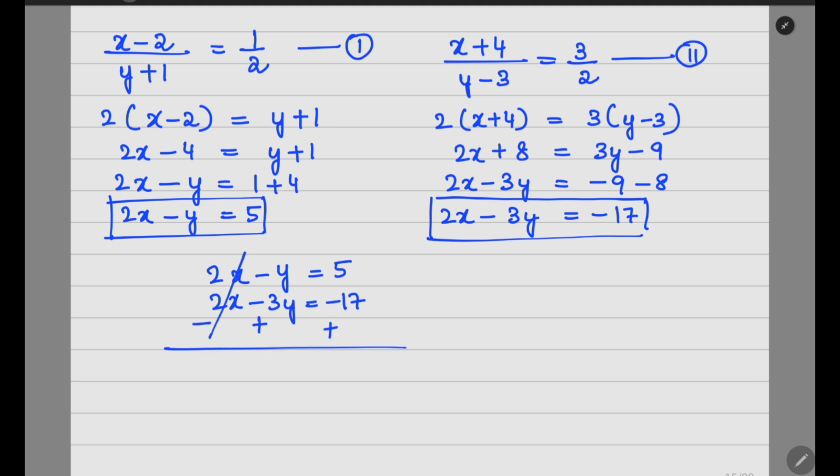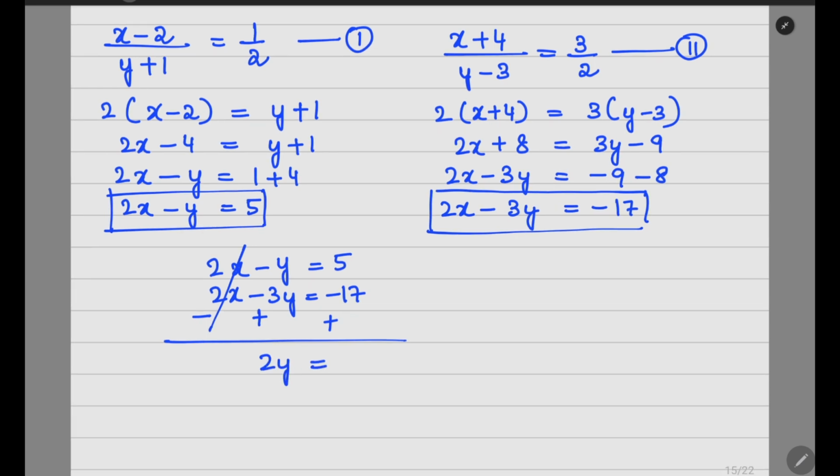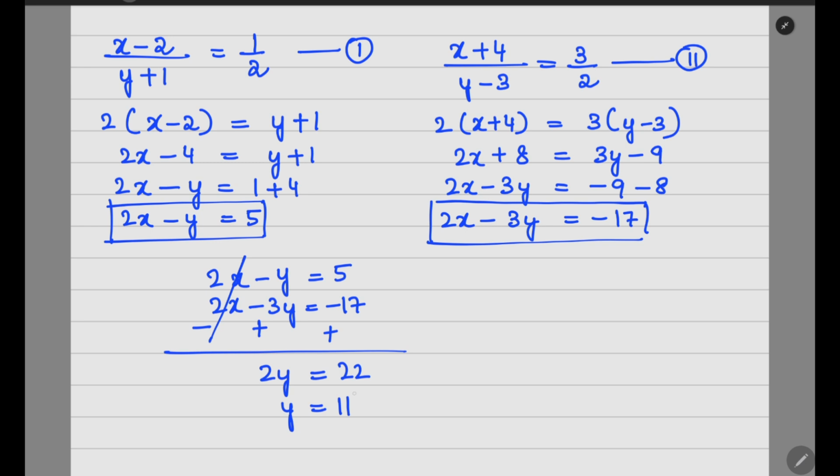2x will get cancelled. 3y minus y is 2y equal to 17 plus 5, 22. So y is nothing but 22 by 2, that is 11. So you're getting y as 11. Now let's substitute this y value in any one of the equations, here in the first one. 2x minus y, y is 11, equal to 5. So 2x is equal to 5 plus 11, which is 16, and x is equal to 16 divided by 2, which is nothing but 8.